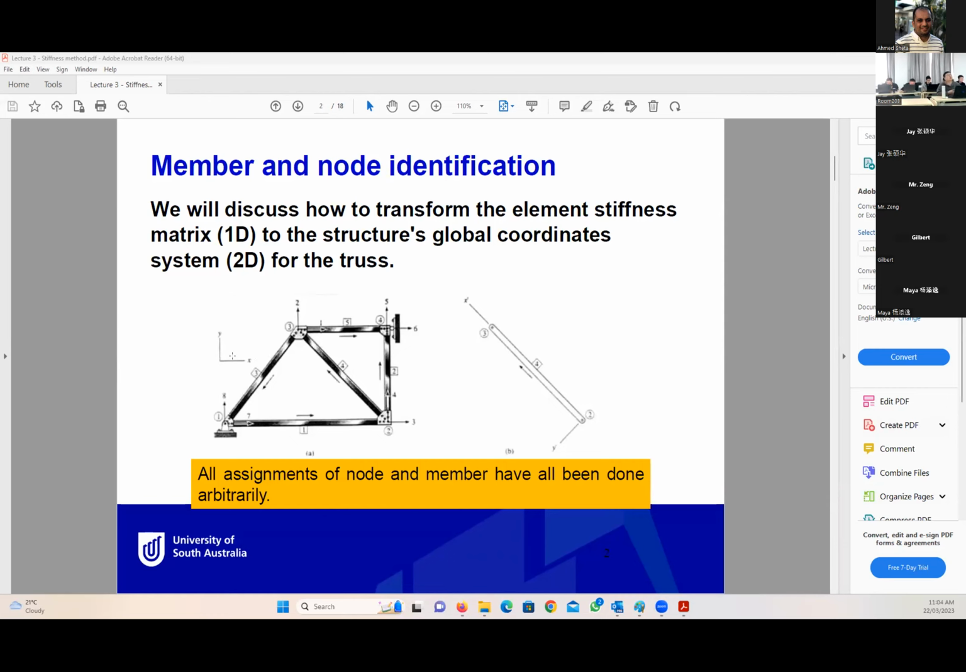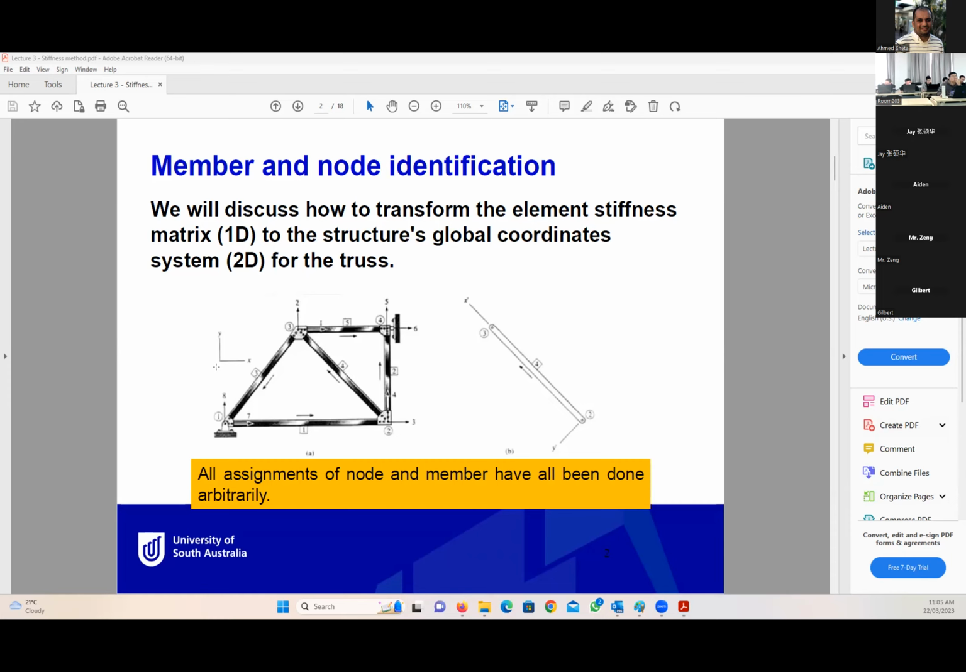Okay, but the x and y directions are global coordinates. We call them global coordinates, so all the members can fit in this x and y. So this is generally what we have here in this truss, and we will discuss how to transform the element stiffness matrix in 1D direction to the structure global coordinates of the 2D system for the truss.